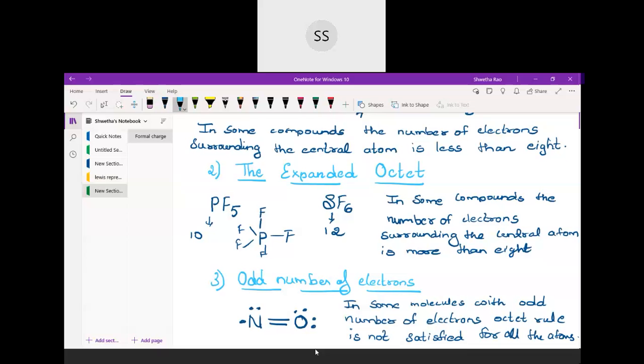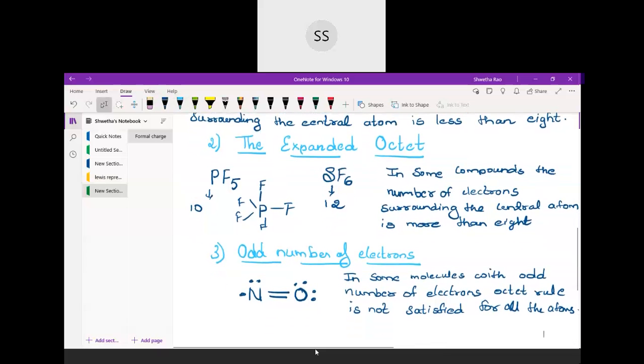Yes, correct. He compared this with the noble gases. Why did he compare with the noble gas? Yeah, correct. That's a noble gas, okay? Because noble gases were found to be stable. They were not reacting. And when he checked their configuration, he found that there are 8 electrons in their outermost shell. So that was the reason he started comparing other elements.